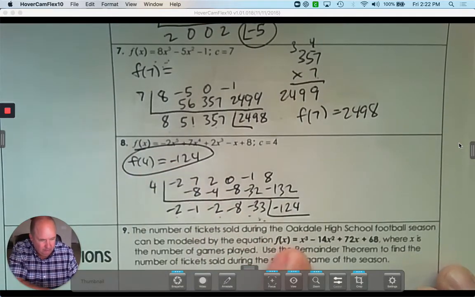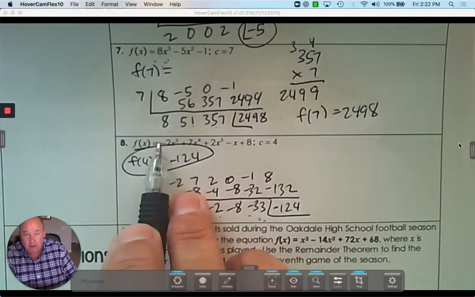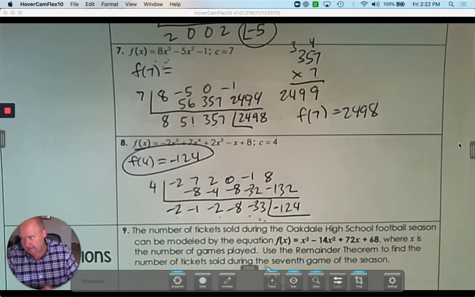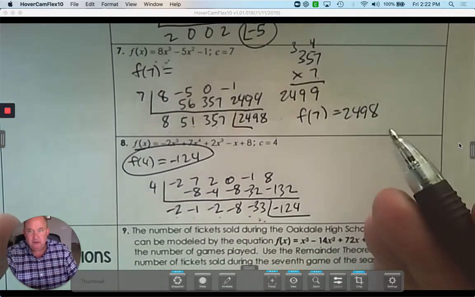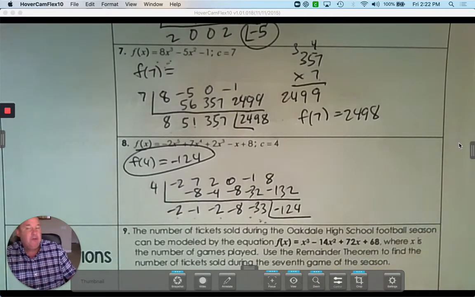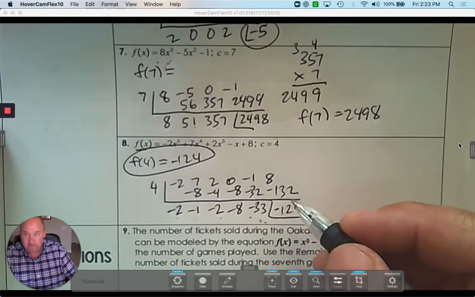Negative 124. And trust me, if you plugged 4 into here, it would take a lot longer, a lot more math, a lot more multiplying without a calculator. So what did we just practice? Called synthetic substitution, which means we evaluate, substitute in using synthetic division and knowing the remainder theorem. All right, number 9.